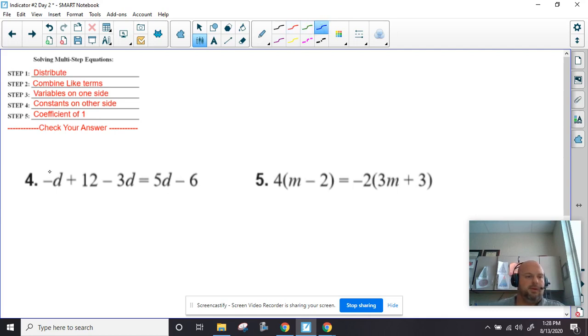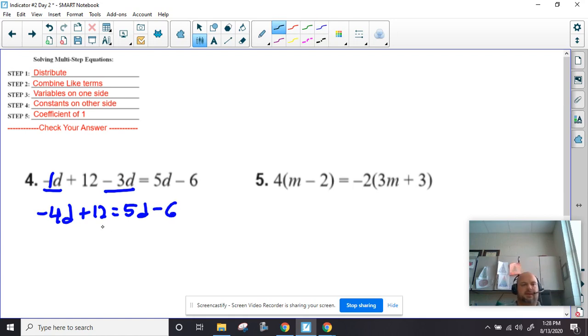Moving forward. All right, number 4, we don't have to distribute, but we do have to combine like terms. All right, remember, this is like a negative 1d, so negative 1d minus 3d. This is negative 4d plus 12 equals 5d minus 6. All right, got to move that. Got variables on one side, so minus 5d, minus 5d.